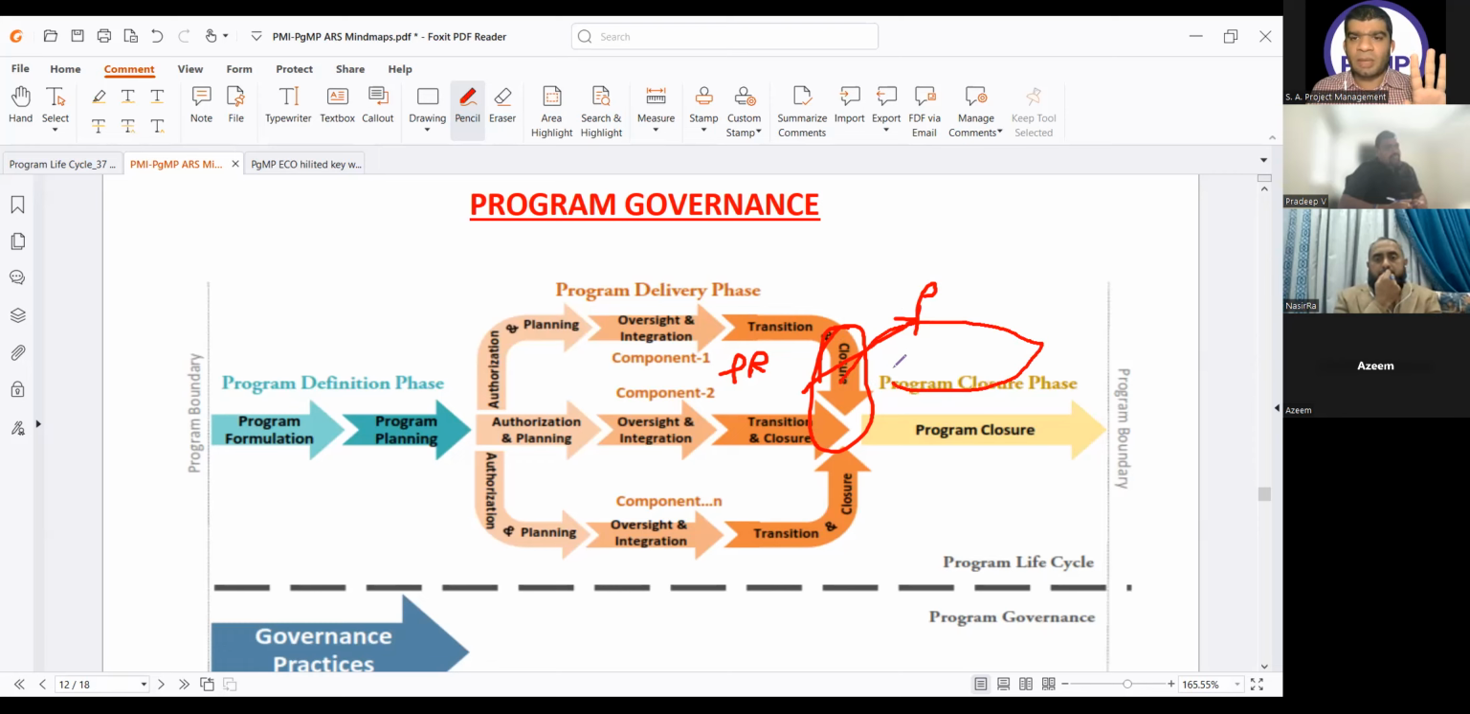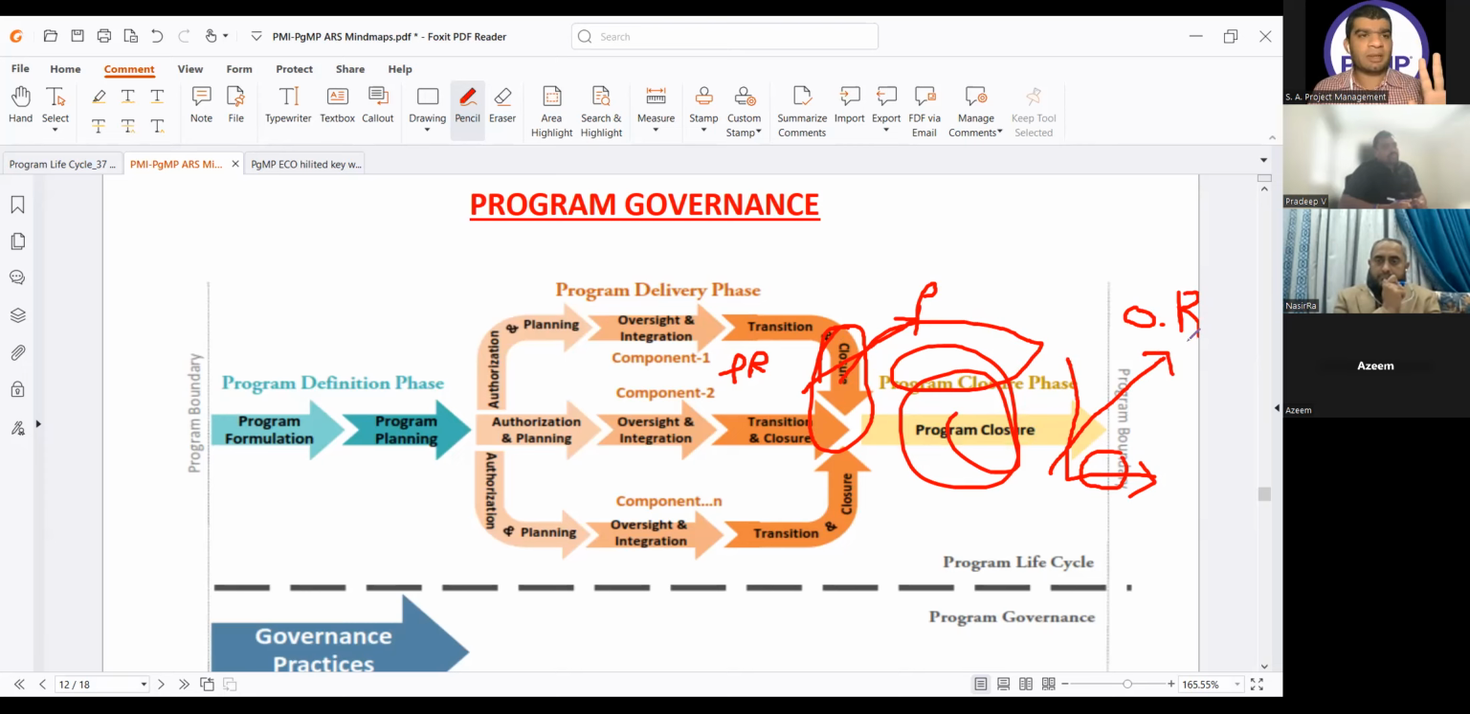Then I will continue my program closure phase. And now comes the second question. If I am here at the program to be closed, I still have the open risk. Then where will I transfer the risk? Then I will transfer to Organization, the organization risk register.